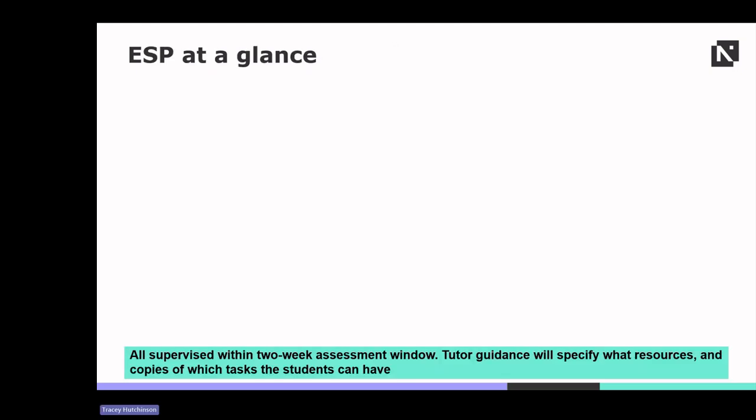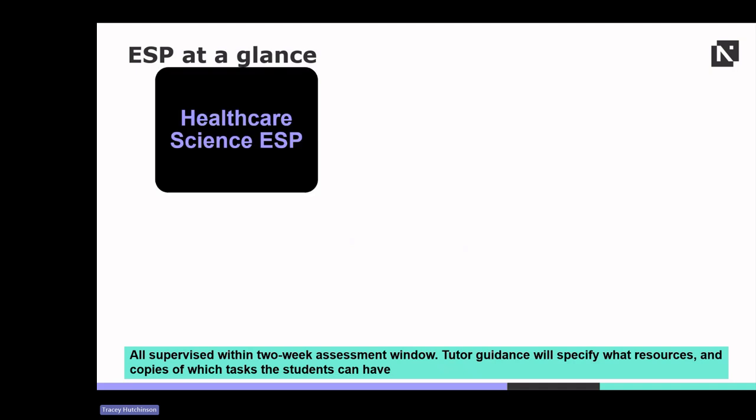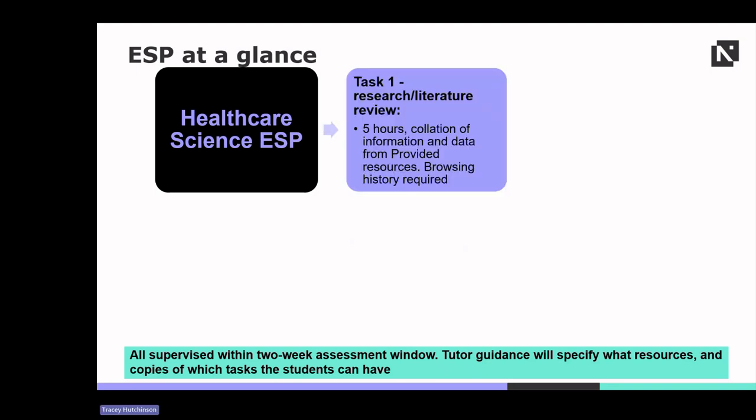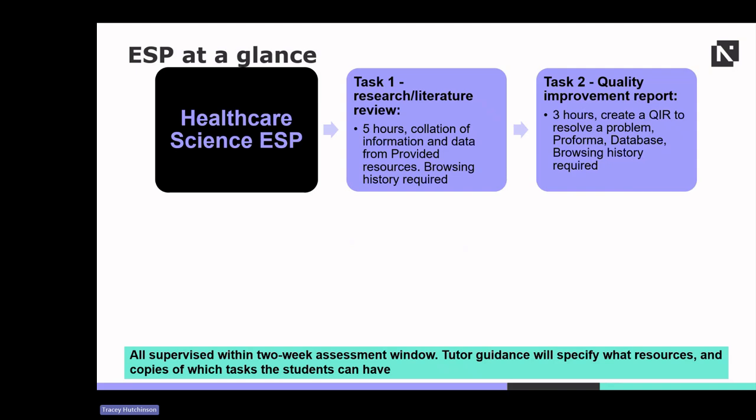So ESP at a glance. The healthcare science ESP project involves the following key tasks. Task 1, which is the research literature review, is 5 hours. Students will collate information and data from provided resources with browsing history required for verification. Task 2 is the quality improvement report, which is 3 hours. So the creation of a QIR to address and resolve a specific problem, utilising a pro forma, database resources and browsing history.